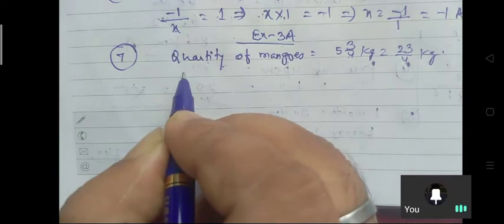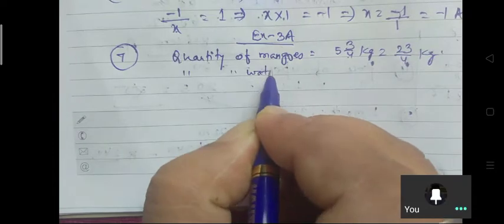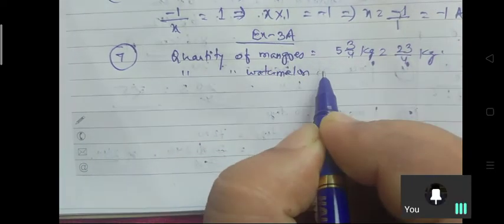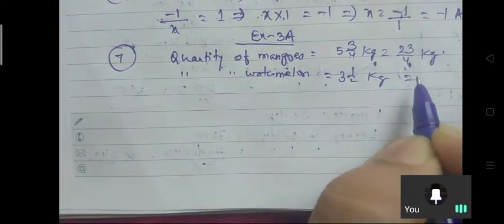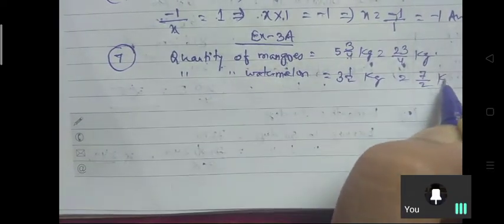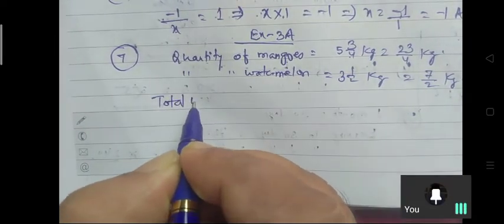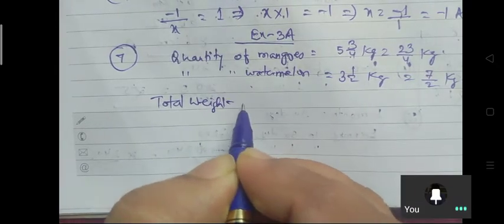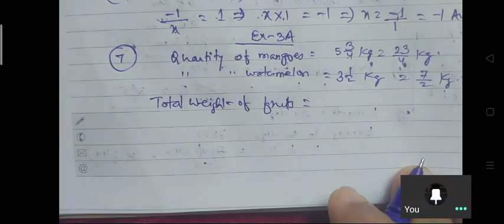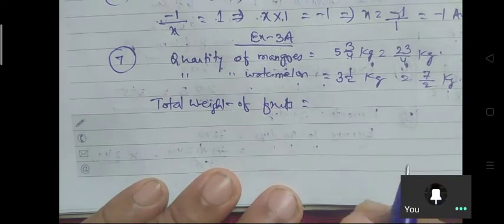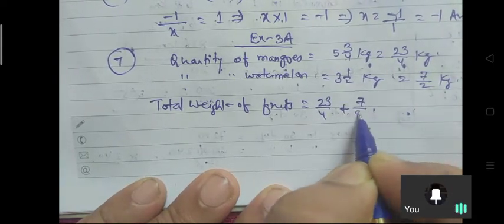Okay. Similarly, quantity of watermelon. Watermelon, what is the quantity? We can see here that this is 3.5 kg. That means 3 twos are 6 plus 1, 7 by 2 kg. So total weight, what will be the total weight? Total weight of fruits. That means we have to add here. What do we have to do? Addition. Yes. So 23 by 4 plus 7 by 2.